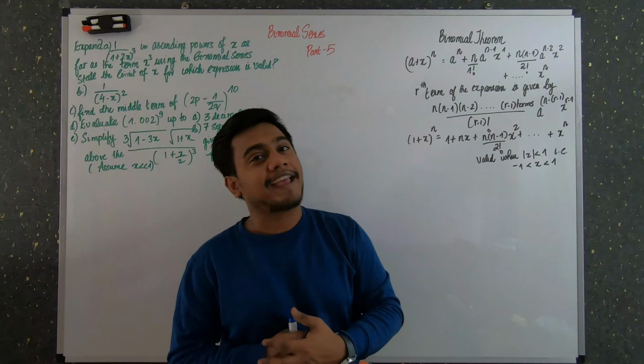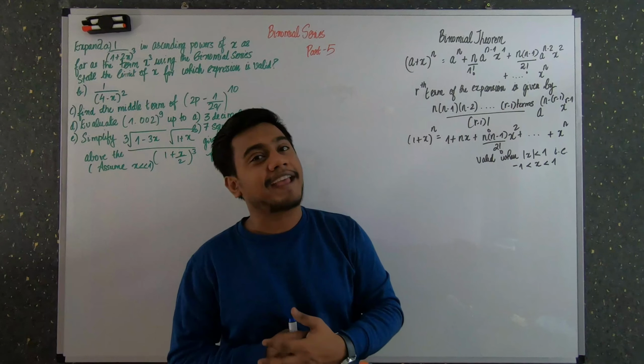Okay, now let's discuss some further work problems so you'll get a better understanding of how to deal with binomial series and binomial expressions. So let's directly start with the problems. The first problem is: expand 1 by (1 + 2x) cubed in ascending powers of x. It's already in ascending powers, right? Ascending, because the second term goes on increasing while moving from left to right.